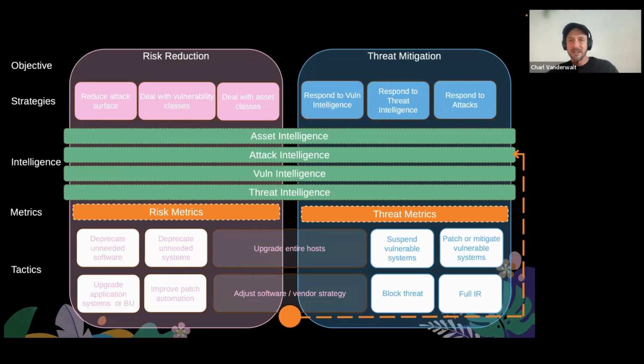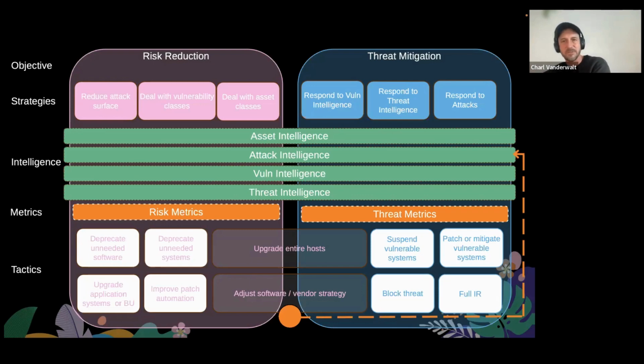Then there's attack intelligence. So I would put KEV into that category. Then there's vuln intelligence. I would be inclined to put EPSS into that category. And then threat intelligence is, we know this actor is doing this thing and they're targeting your organization. And then depending on your strategy, I would argue you've got different kinds of metrics.